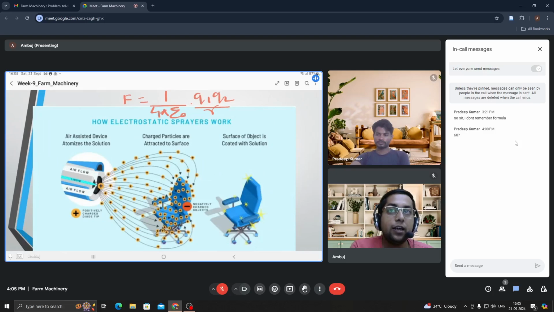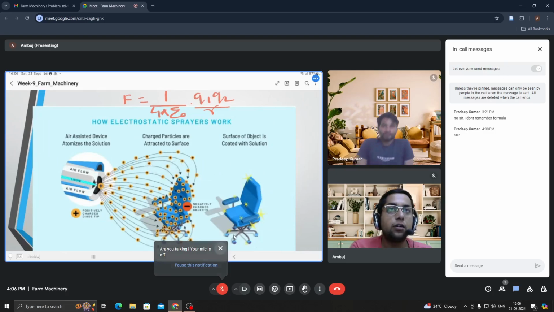Okay, if the entire liquid is positively charged, and if my surface is neutrally charged, then the attraction would not happen. The surface on which the spray has to occur also has to be charged. Most of the cases it is negatively charged, or it is neutrally charged. So the deposition will always occur on the surface. This is the concept.